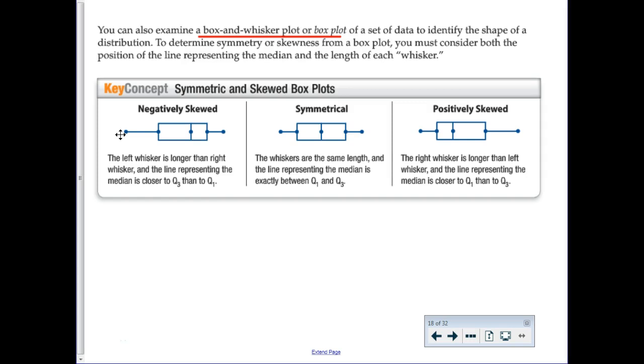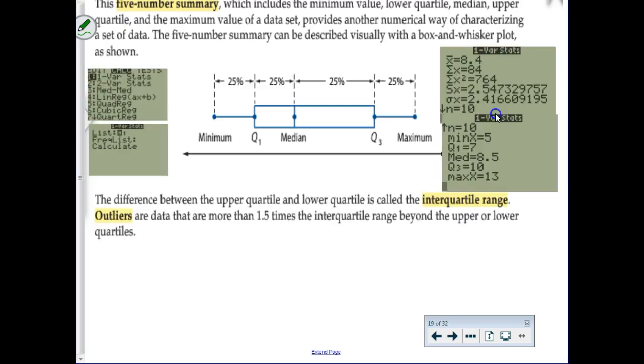So they can be symmetrical, they can be positive or negatively skewed. You might want to add on your notes here, negatively skewed. I will also accept left skewed. And obviously, negatively skewed is left skewed, positively skewed is right skewed. I just said that backwards. See, I told you. Can't get it right.